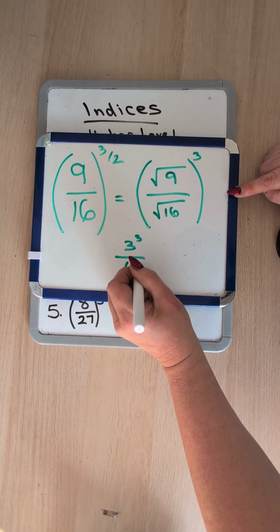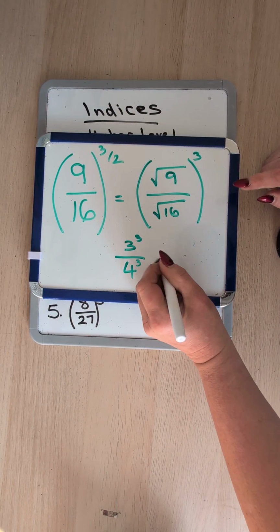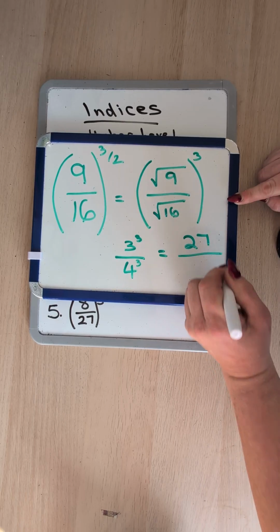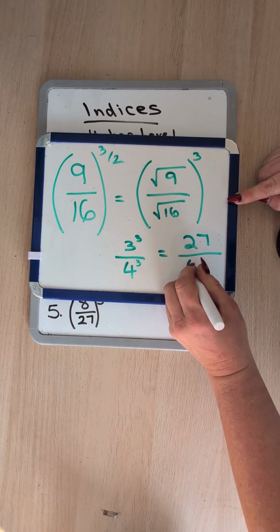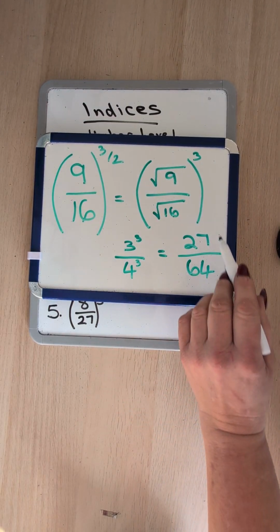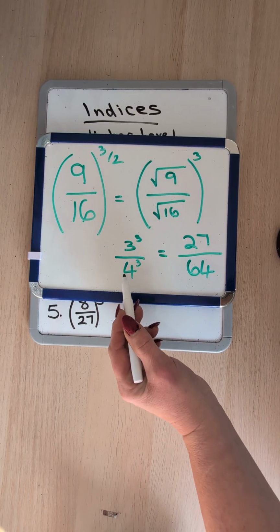And we're going to raise both of those to the power of 3. What are those? Well, 3 to the power of 3 is 27. 4 to the power of 3 is 64. Now, what you will find is you will recognise these numbers. You need to recognise what the first few cube numbers are as well.